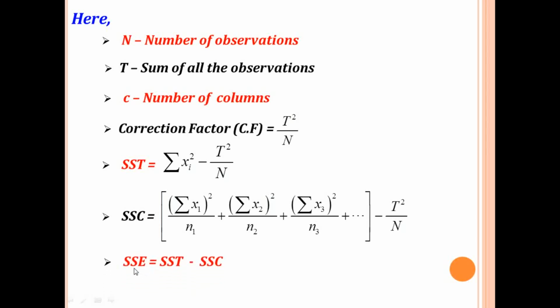Next, we find the sum of squares of within errors, which equals the sum of squares total minus the sum of squares between columns. Subtracting these two, you get SSE.